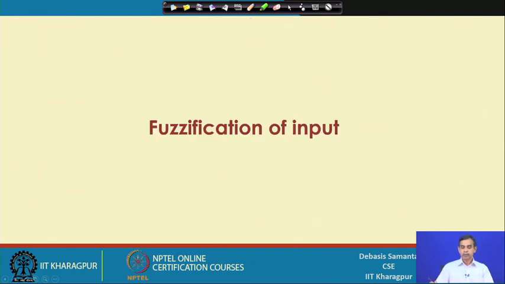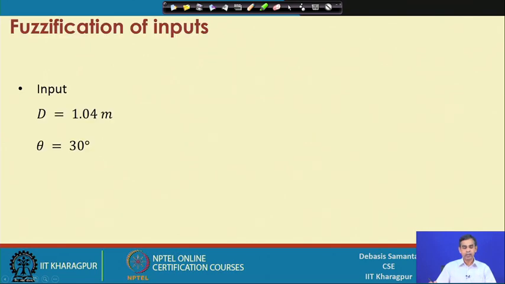Now, first we will discuss the fuzzification of input. So, fuzzification of input, as we have already discussed, is for a given input, that is usually the crisp input, and then how this crisp input can be converted to the fuzzy input.